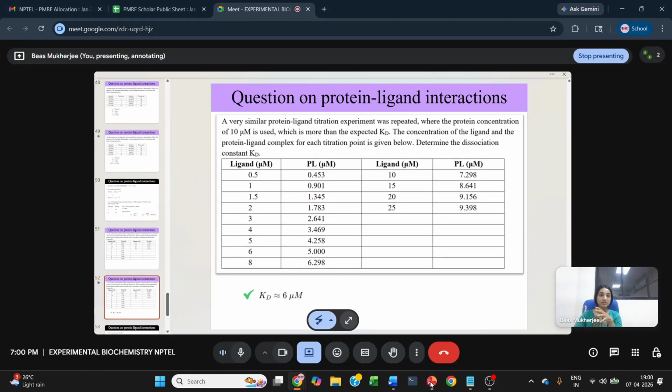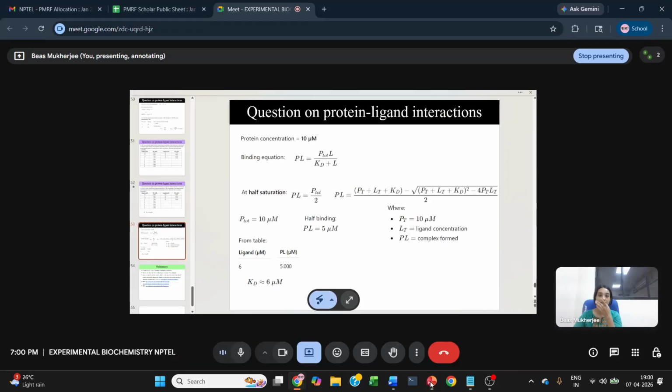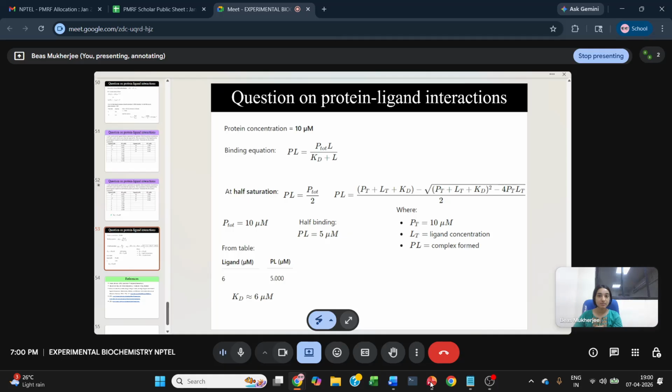So here this is a NAT, right? And the right answer is around 6 micromolar. So how is that coming? So let's look at the right answer. Protein concentration is 10 micromolar. Binding equation is PL is equal to P total into L divided by Kd plus L. At half saturation, PL is equal to P total by 2. So PL is equal to PT plus LT, that is total, plus Kd, minus root of (PT plus LT plus Kd) whole square minus 4 into PT into LT, all divided by 2.